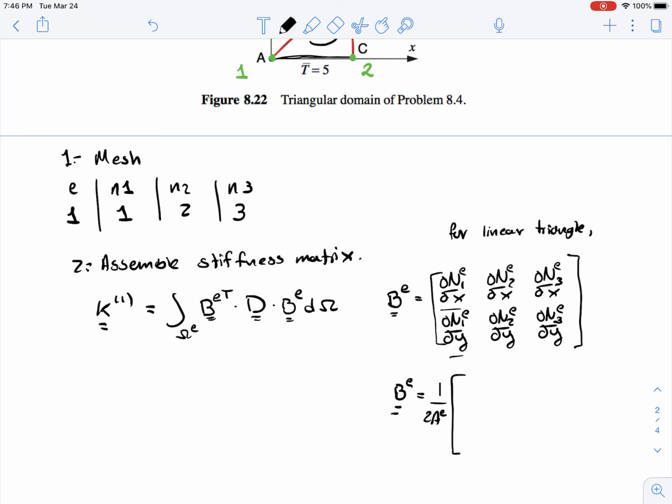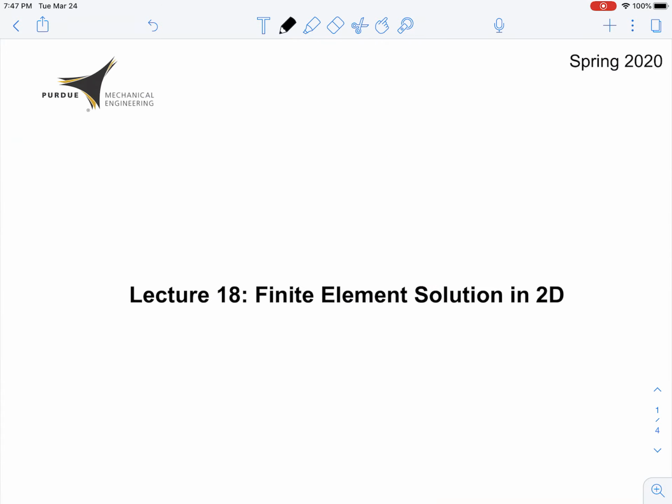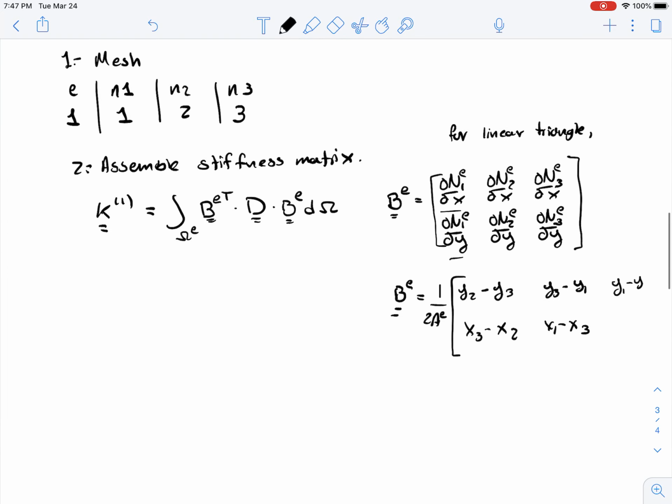the B matrix. So this is 1 over 2 times the area of the element, and I'm just copying it from a previous lecture. So this is y2 minus y3, x3 minus x2, y3 minus y1, x1 minus x3, y1 minus y2, and then x2 minus x1.